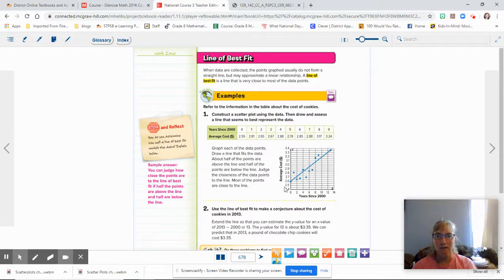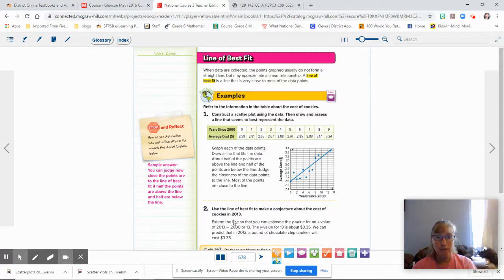So notice in this example, the line goes in between. There are 4 dots above the line and 4 dots below the line, and the line goes in the middle. Sometimes it'll hit some data points, sometimes not. That's your line of best fit, and approximately along this line is where most of your data lies. See, most of them are close to the line.